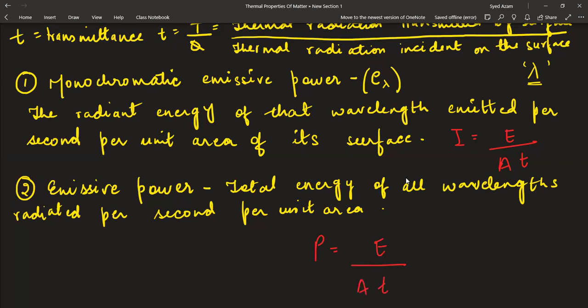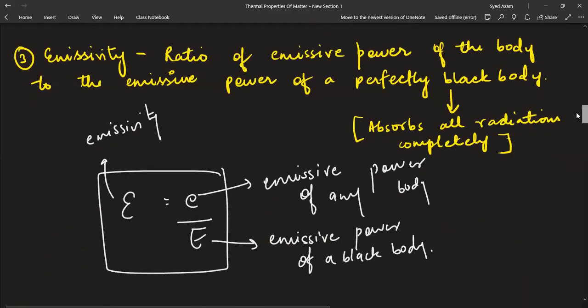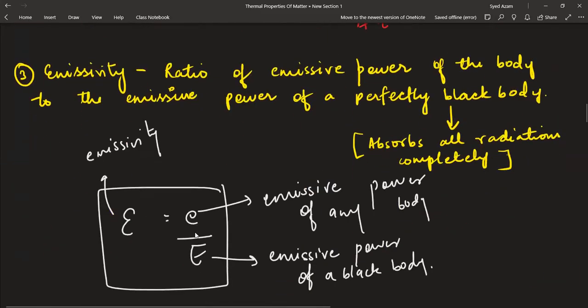What is the difference between these two? Monochromatic is for a single wavelength, and emissive power is for all the waves, whatever waves are there. And what is emissivity? It's the ratio of these two. Basically, E by capital E. E is the emissive power of any body, and capital E is the emissive power of a black body. When you take their ratio, it is given as emissivity. The symbol is called epsilon. This will come a lot in your class 12th. It is just a Greek symbol like alpha, beta.